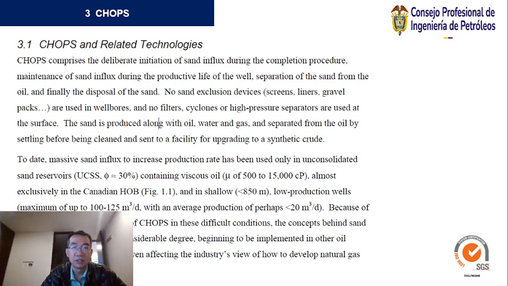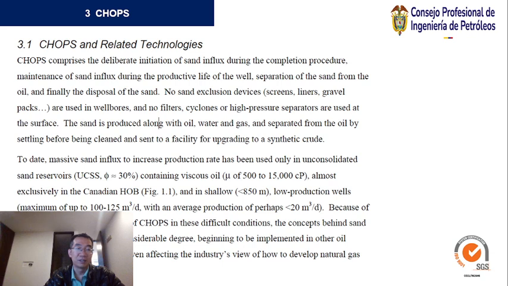No sand exclusion devices, screens, liners, gravel packers are used in the wellbore, and no filters, cyclones, or high-pressure separators are used at the surface. The sand is produced along with oil, water, and gas, and separated from the oil by settling before being cleaned and sent to a facility for upgrading to a synthetic crude.